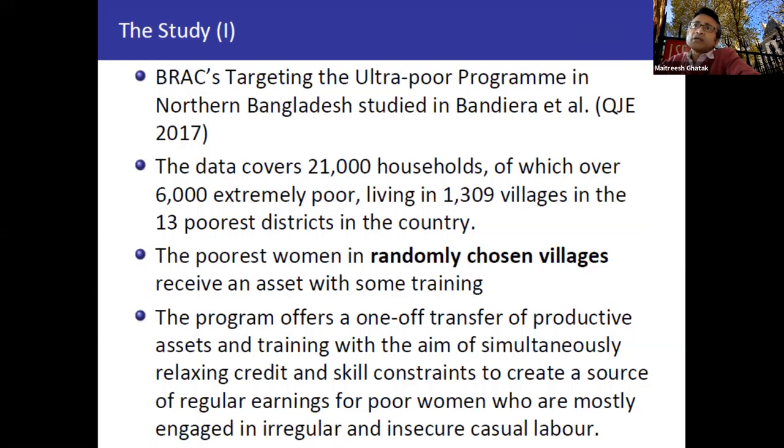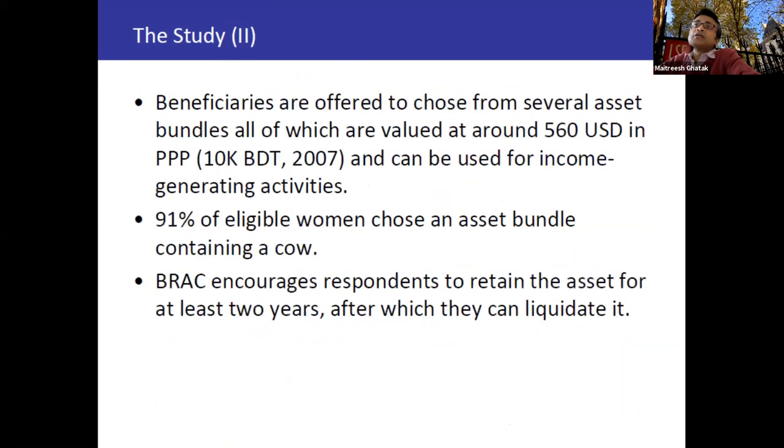So this is BRAC's Targeting the Ultra Poor program, which covers about 21,000 households, of which 6,000 are extremely poor, living in about 1,300 villages. The poorest women in randomly chosen villages receive an asset coupled with some training. It's a one-off transfer of productive assets and training, which aims to relax both credit and skill constraints and create a steady flow of regular earnings for these poor women.